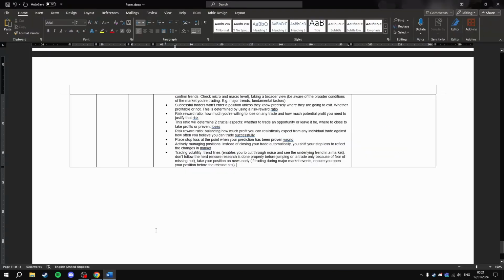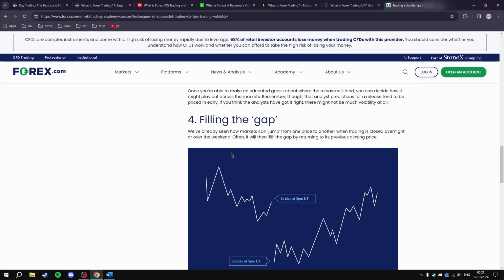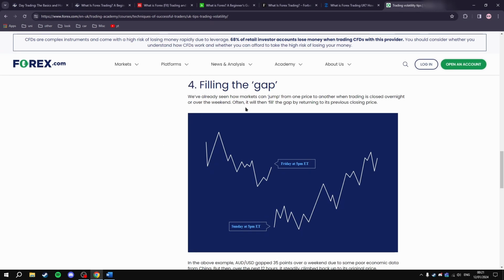Filling the gap. We've already seen how markets can jump from one price to another when trading is closed overnight or over the weekend. Often it will then fill the gap by returning to its previous closing price.